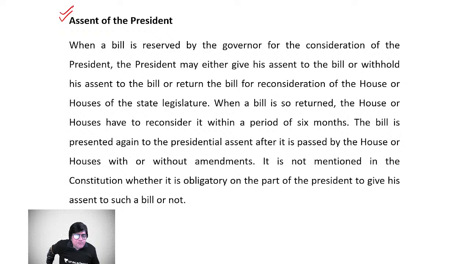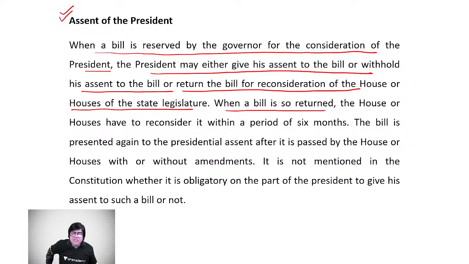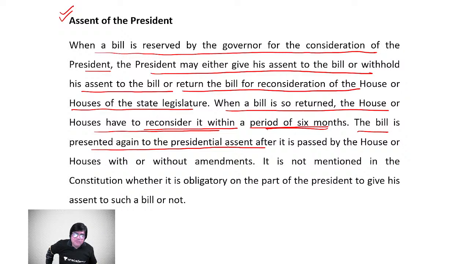As far as the assent of the president is concerned, when a bill is reserved by the governor for consideration of the president, he may either give his assent to the bill, or withhold his assent to the bill, or return the bill for reconsideration of the house or the houses of the state legislature. When a bill is so returned, the house or the houses have to reconsider it within a period of 6 months, right? Maximum they have to reconsider within a period of 6 months, and the bill is presented again to the president for his assent after it is passed by the house or houses with or without the amendments.